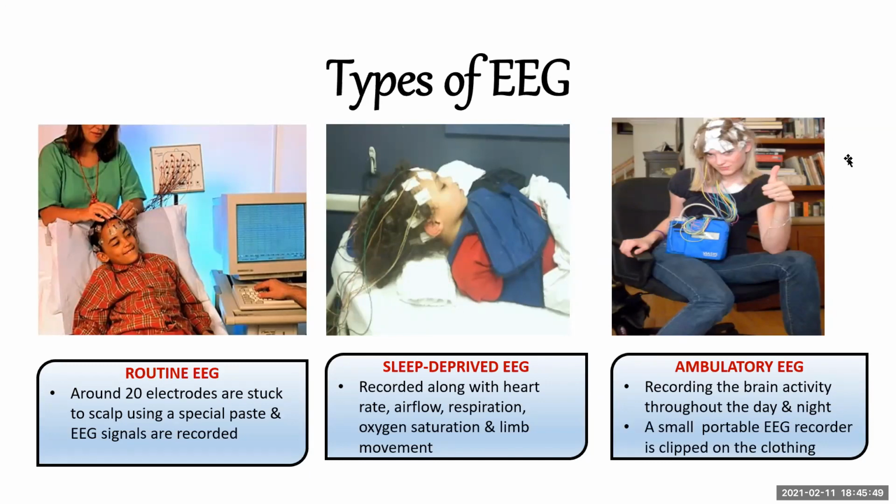And the last one is ambulatory EEG. It helps to record the brain activity throughout the day and also the night. There is a small portable EEG recorder that the patient will usually clip on their clothes. In this procedure, the patient might be able to continue their daily activities as usual.